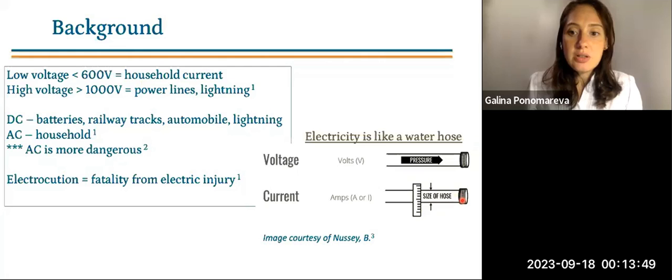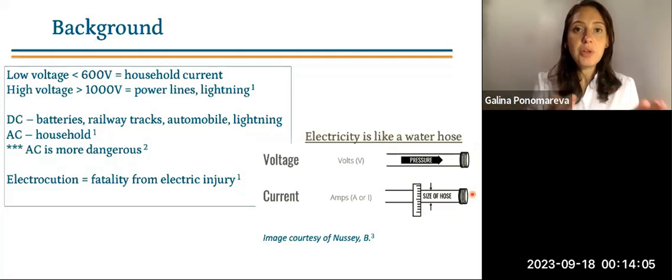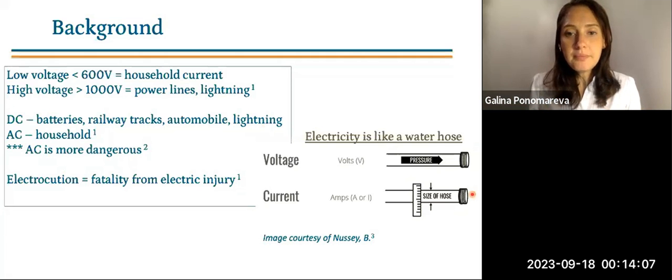Direct current occurs when the flow of electrons is always in the same direction. And direct current is used by batteries, railway tracks, automobiles, and it is in lighting. Alternating current occurs when the direction of flow changes on a cyclical basis, so the current flows back and forth. It's found in household circuits.